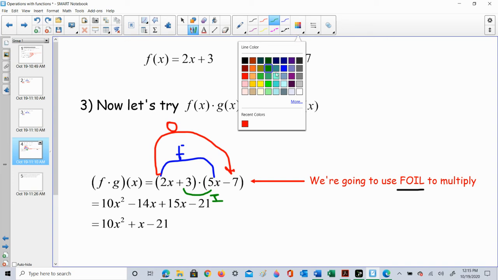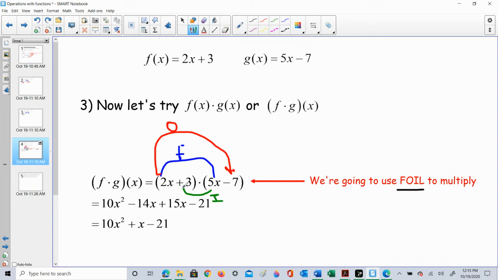And last, I don't know, but that looks like a nice color. And our last would be these. That's the L in FOIL. 3 times negative 7 is negative 21. Then the next thing we have to do is combine the two like terms in the middle. Negative 14 plus 15 is just positive 1. So our final answer is 10x squared plus x minus 21.